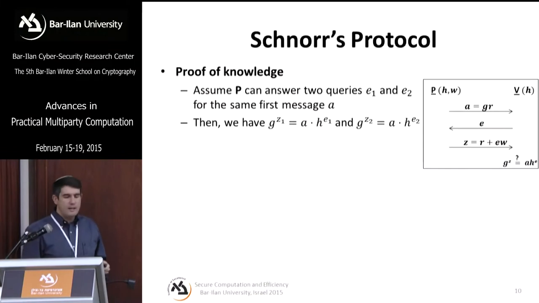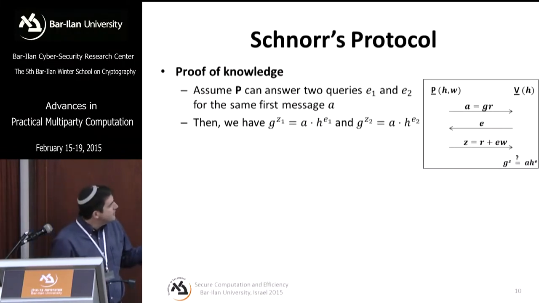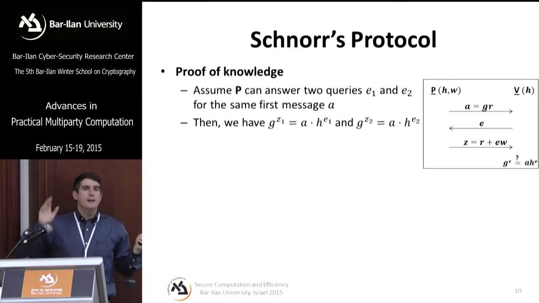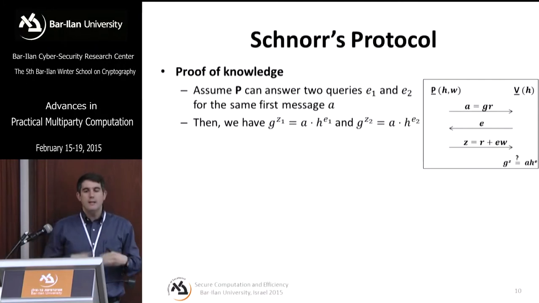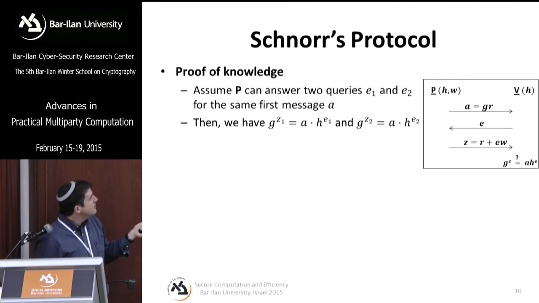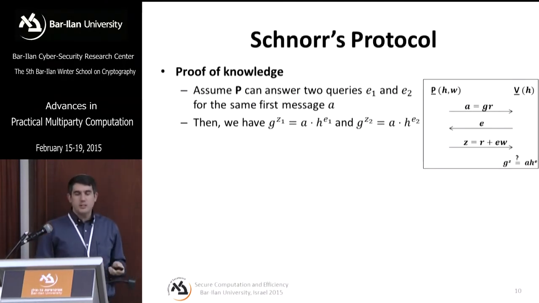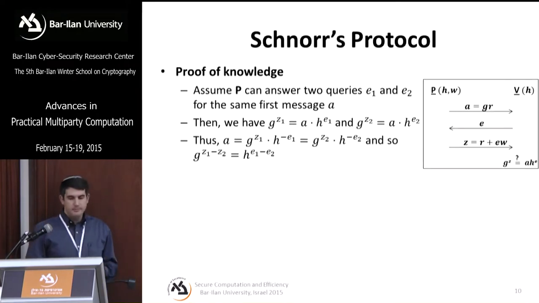Again, we have the single value A, which is going from the prover to the verifier, and then the verifier chooses E, and it can answer for E1 and E2. So we have two executions, A, E1, Z1 and A, E2, Z2, and we receive both of these executions. For the same A, we have these two continuations. Now, since they are both convincing, it means that G to the Z1 equals A times H to the E1, and G to the Z2 equals A times H to the E2. That's what's written up there.